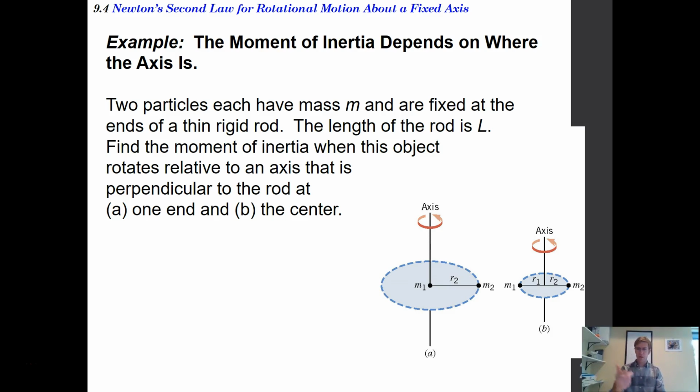So what about here? Pause it, try it out. Calculate the moment of inertia in both setups. Ready, go.